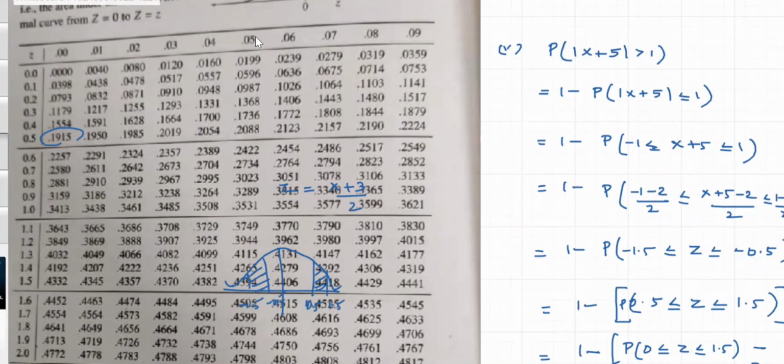I hope everyone understood how to read the table of the normal curve or normal distribution. Thank you.